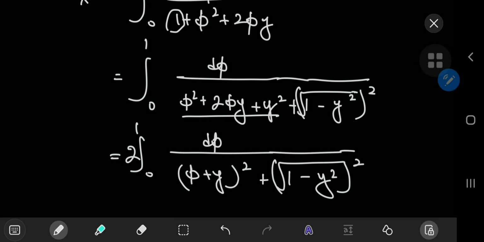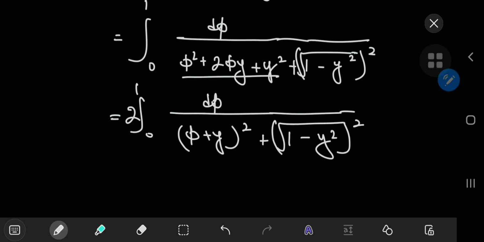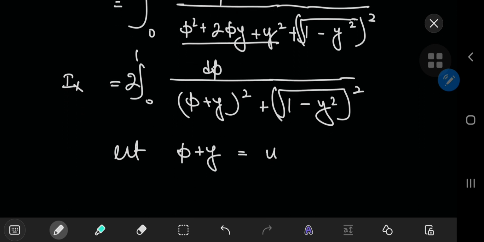So anyway, let's perform another interesting substitution where the structure of the integral is prompting me to say that phi plus y is just a constant in this case. So let this be equal to u. We have performed lots of substitutions by now, but to be honest, it is kind of fun.